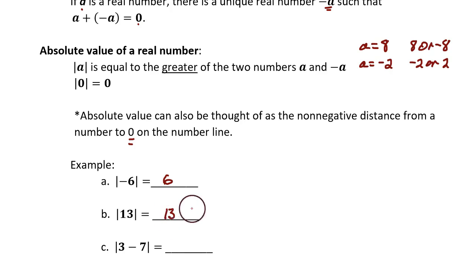It's 13 units. Or question C, what is the absolute value of 3 minus 7? First, evaluate what's in those vertical lines. 3 subtract 7 is negative 4. Then do the absolute value. The answer turns out to be 4.